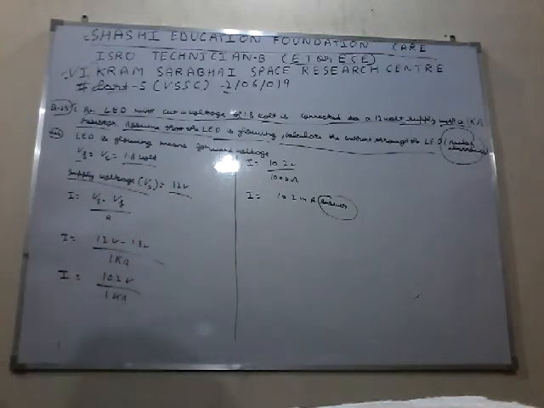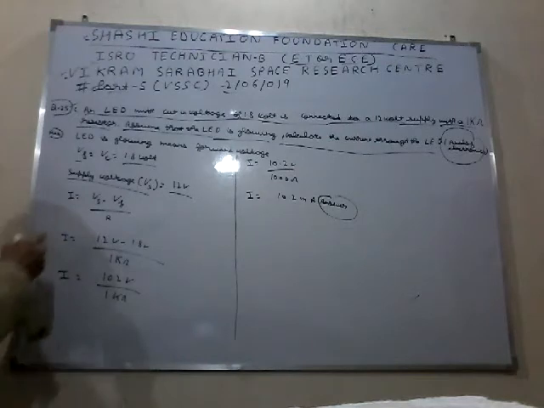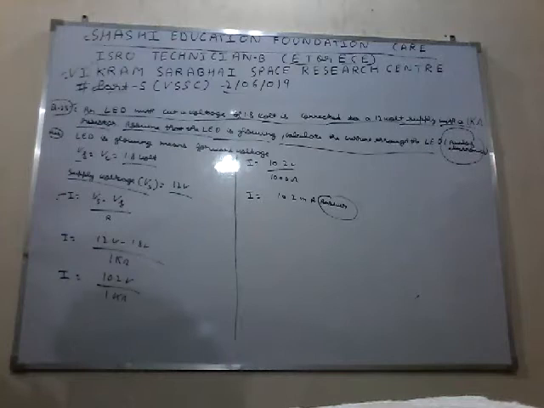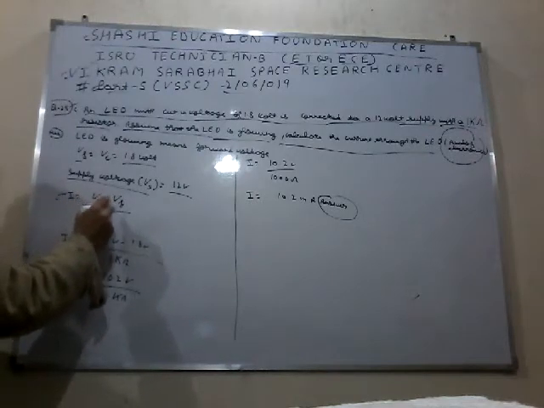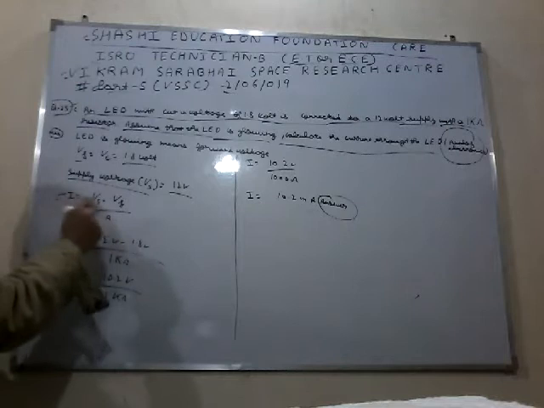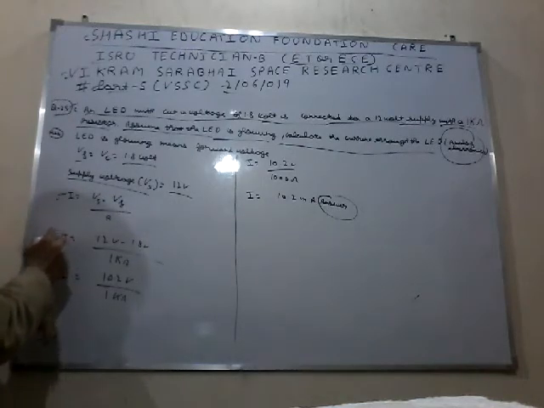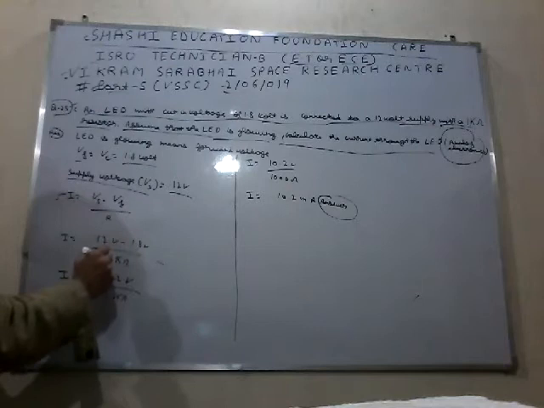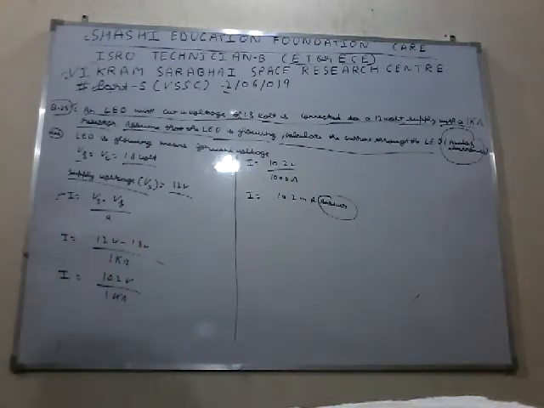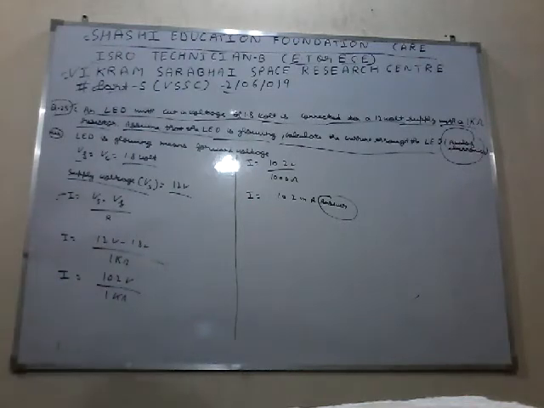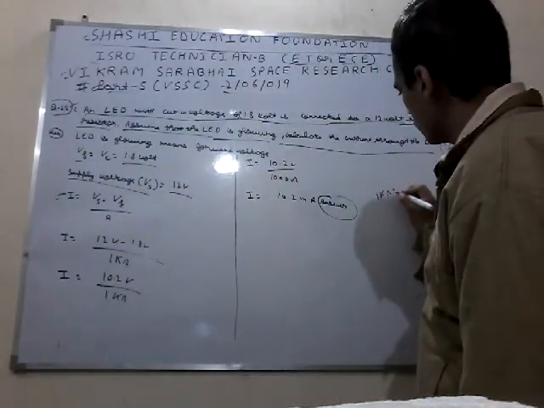Now the current formula is I equals supply voltage minus forward voltage upon resistance, and the resistance is given. Then I equals 12 volt minus 1.8 volt upon 1 kilo ohm. I equals 10.2 volt upon 1 kilo ohm. 1 kilo ohm is to say 1000 ohm. Remember this thing.